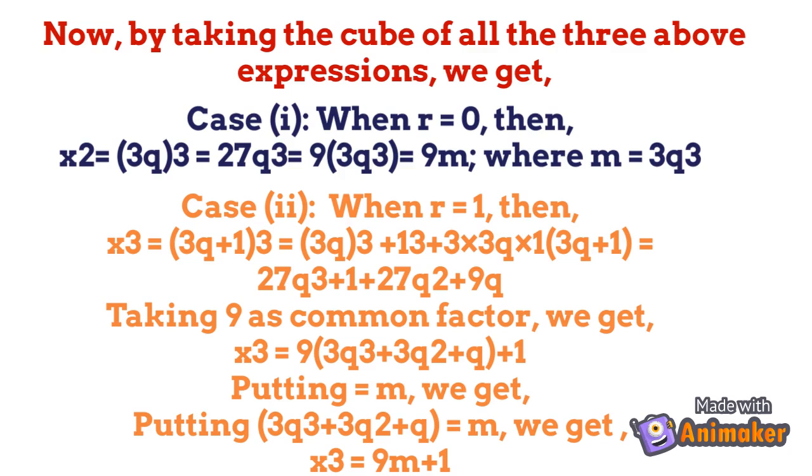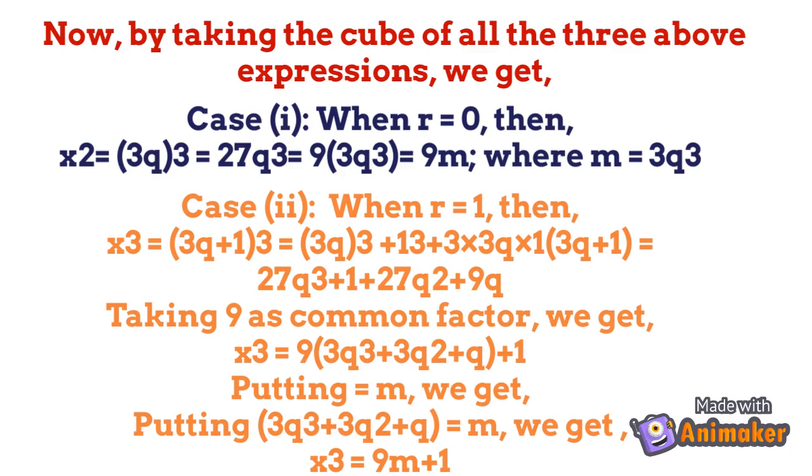Then our expression is 3q plus 1 for x in this case. So let's convert it into a cube. We get x cube equals 3q plus 1 whole cube. And after taking out the cube of this expression, we get 27q cube plus 1 plus 27q square plus 9q. Then let's take 9 common out from this expression. Then what we get? We get x cube equals 9 times (3q cube plus 3q square plus q) plus 1.